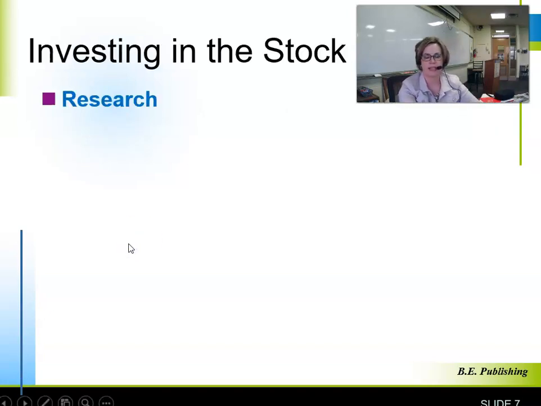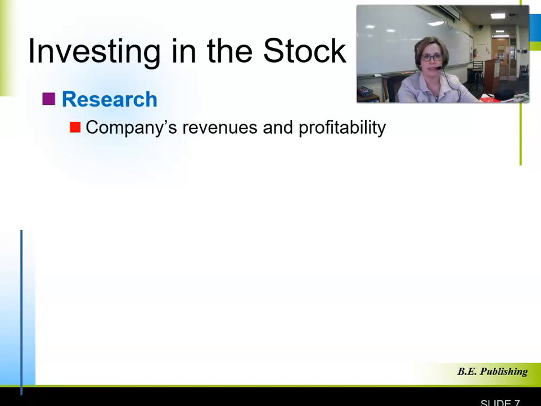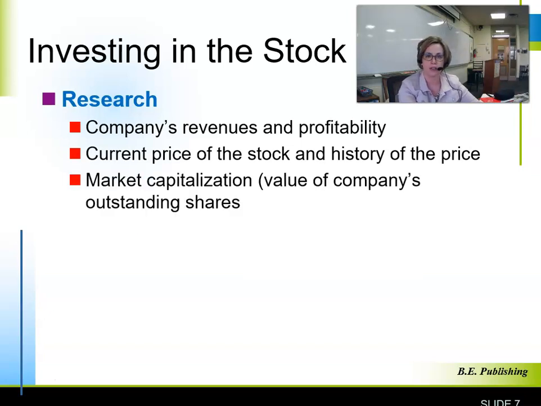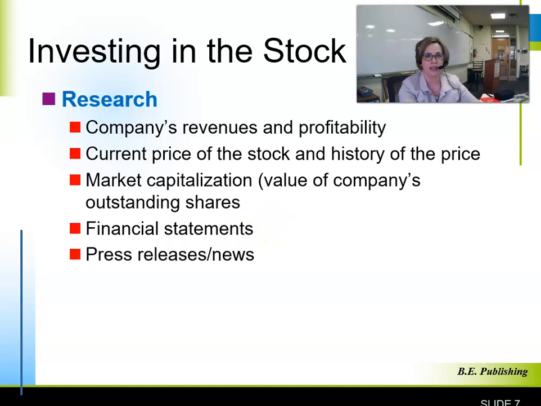Before you invest in stock, you want to make sure you do research. And there's a variety of places that you should be doing research and places to look. You want to look at the company's revenue and their track record of profitability. You want to look at the current price as well as the history of the stock price. You want to look at market capitalization, or the value of the company's outstanding shares. You want to take a look at the financial statements and also pay attention to press releases as well as news items that have been published on the company.